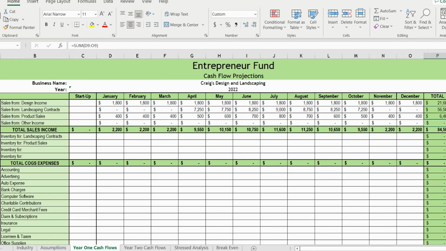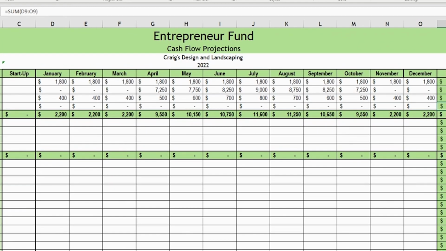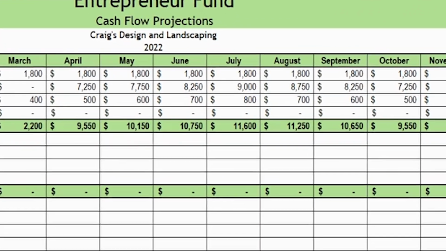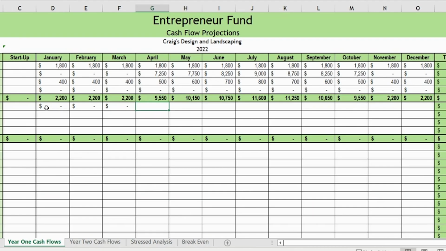When you're done with the first row, keep going. Work on each row and enter numbers in as you go. Your cost of goods expenses should follow your revenues for the similar item. For example, with landscaping contracts, this company is only doing landscaping work between April and October, so they'll likely only see an inventory expense for landscaping contract materials April through October.